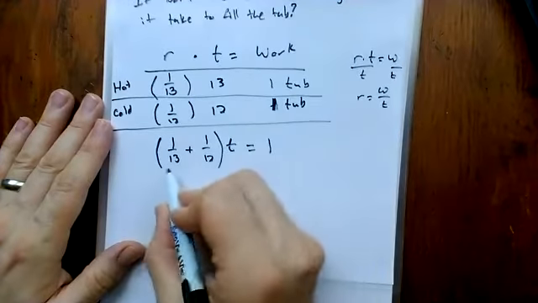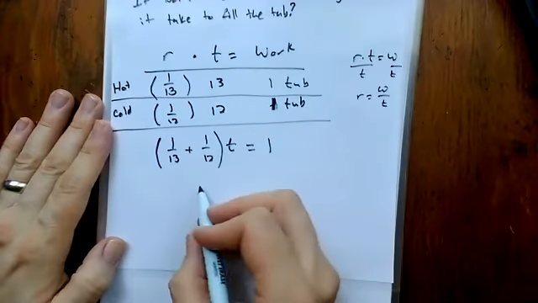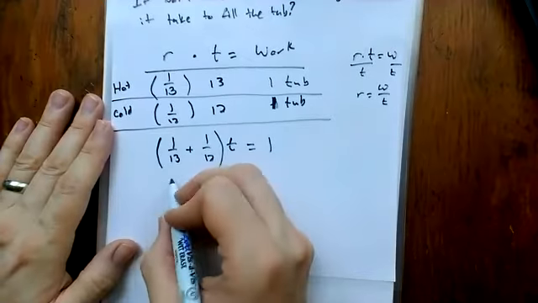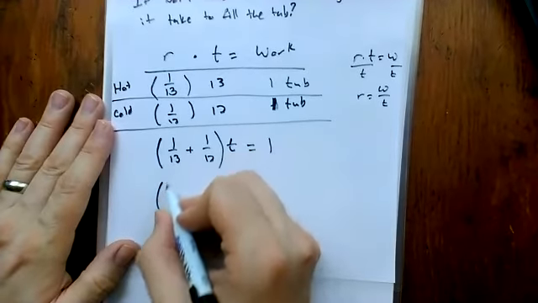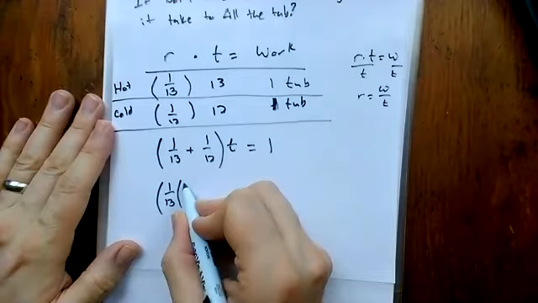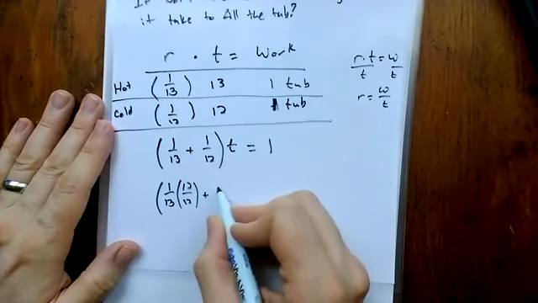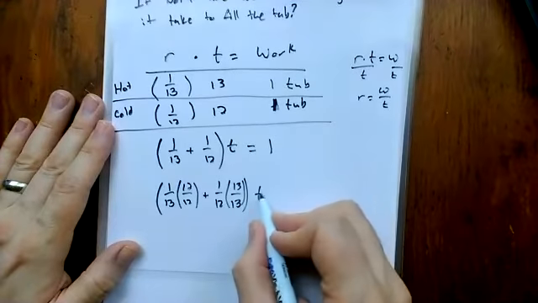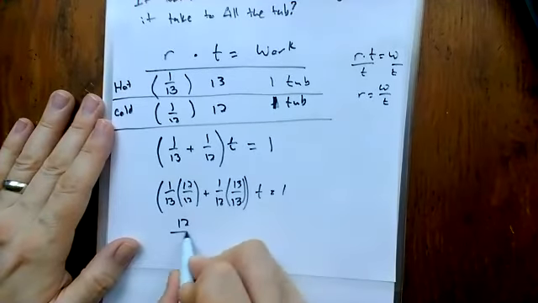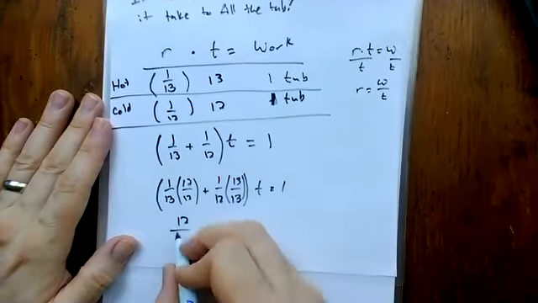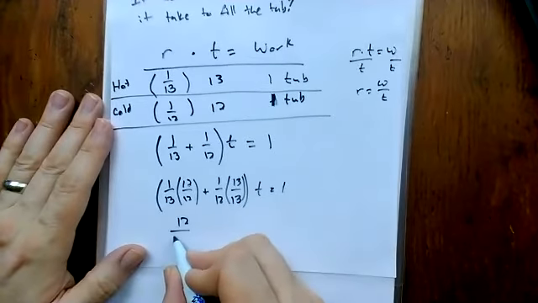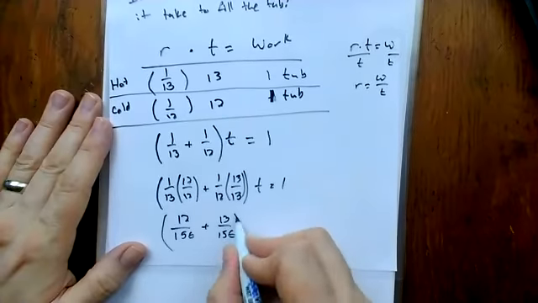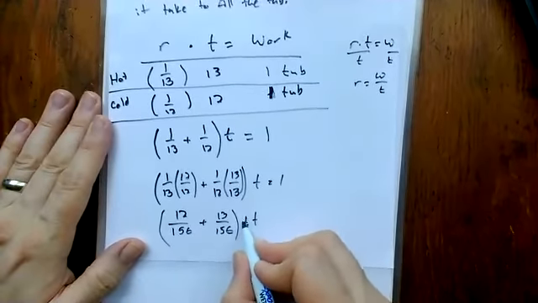It looks like my common denominator is going to be 13 times 12. Actually, let's think about that. I'm going to take 1/13 and multiply that by 12 over 12. This one I've got my 1/12, I'll multiply this one by 13 over 13. And so times our t is equal to 1. So I'm going to have 12 over 156 plus 13 over 156 times t is equal to 1.